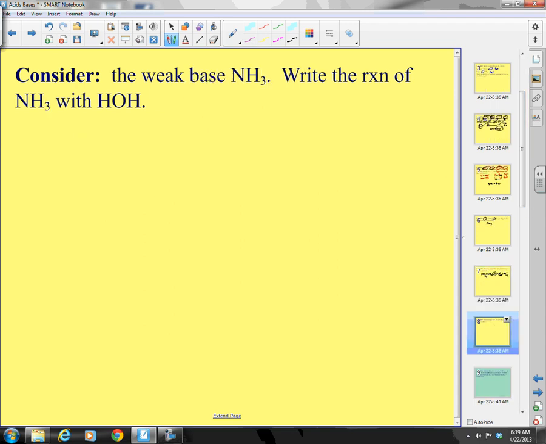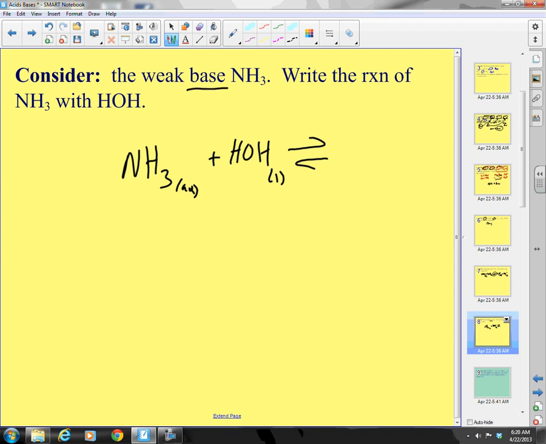And then the last, you guys do this. Consider the weak base ammonia. Write the reaction. Well, I'm going to have ammonia, right? And it's aqueous plus water. And we know it's going to form something. Now, if it's a weak base, what does that mean? Well, it must be what? A base is a proton, what? Proton acceptor. So in this case, it must accept a proton, meaning this must be transferred here.